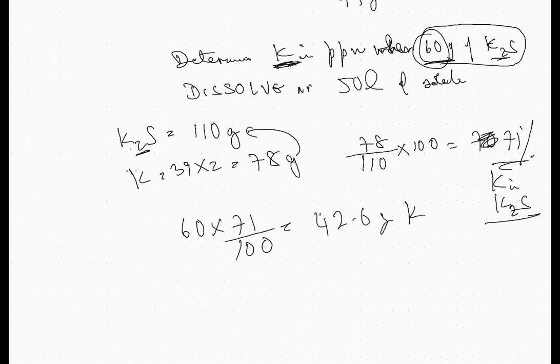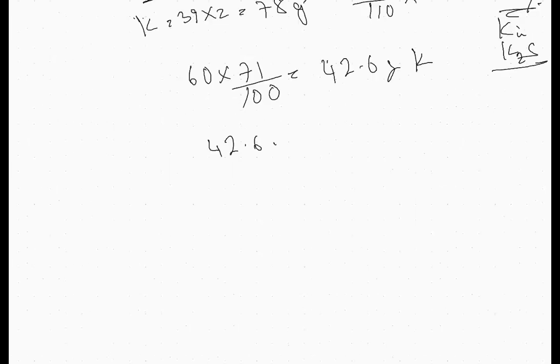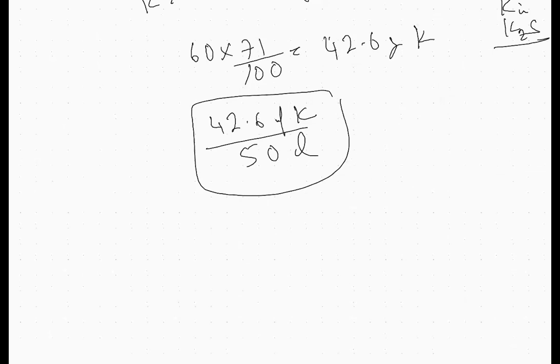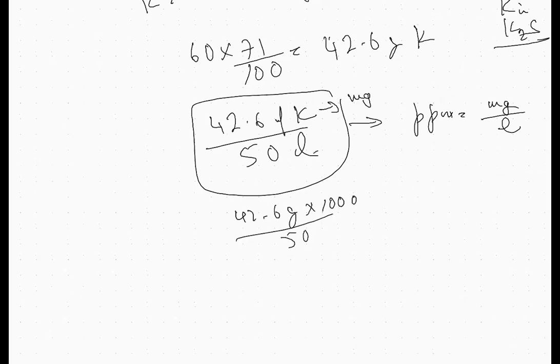Now we know 42.6 grams of potassium is in 50 liters. Now we have to convert it to parts per million. What do we mean by parts per million? Parts per million is given by milligrams per liter. So I convert this to milligrams and see for 1 liter. 42.6 grams to milligrams, I multiply by 1000, is still in 50 liters. So I get 42,600. If I divide it by 50, I get milligrams per liter. Divide by 50, I get 852. That's how we do that.